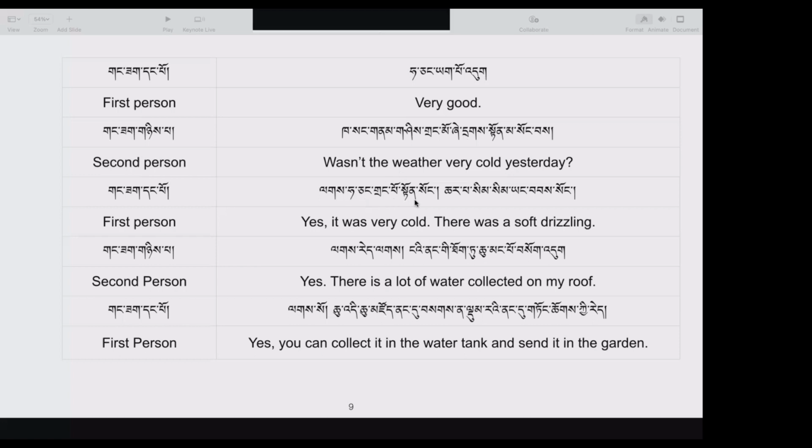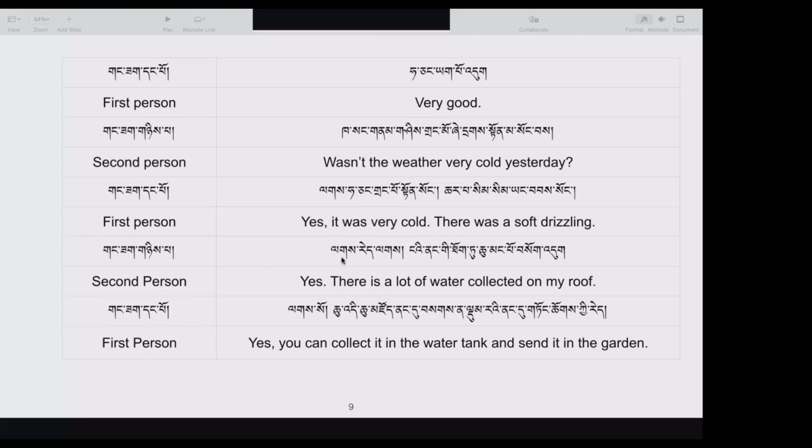La hajan changmo tuan song. Chaba sim sim yang pap song. So yes, it was very cold. There was even a soft drizzling.